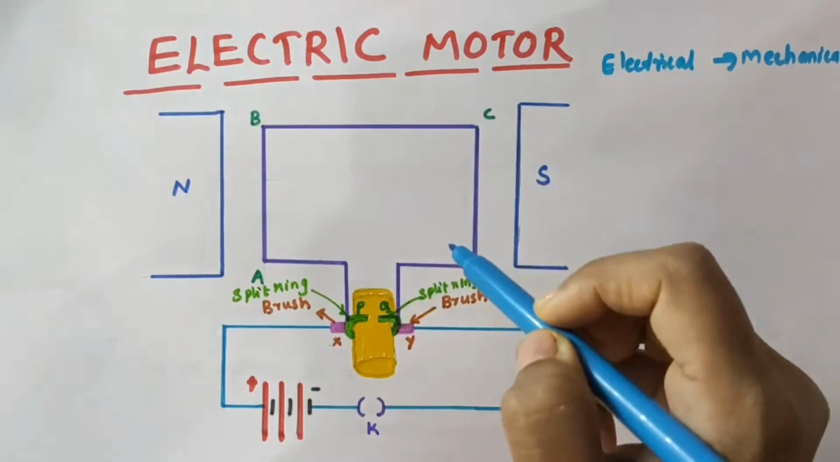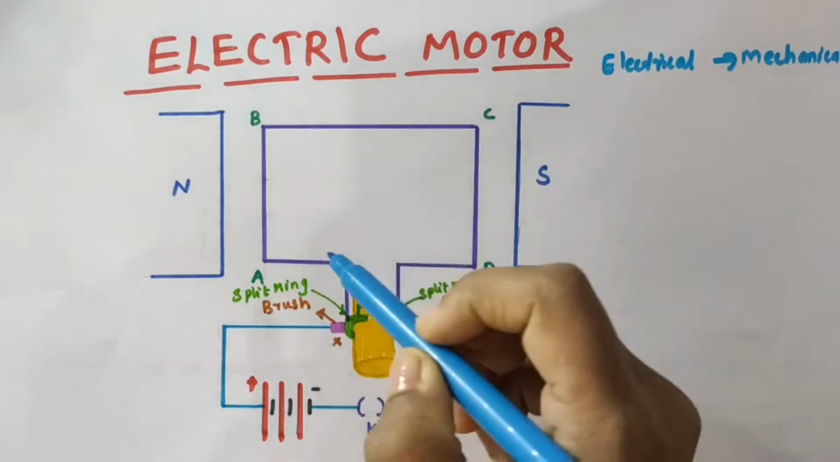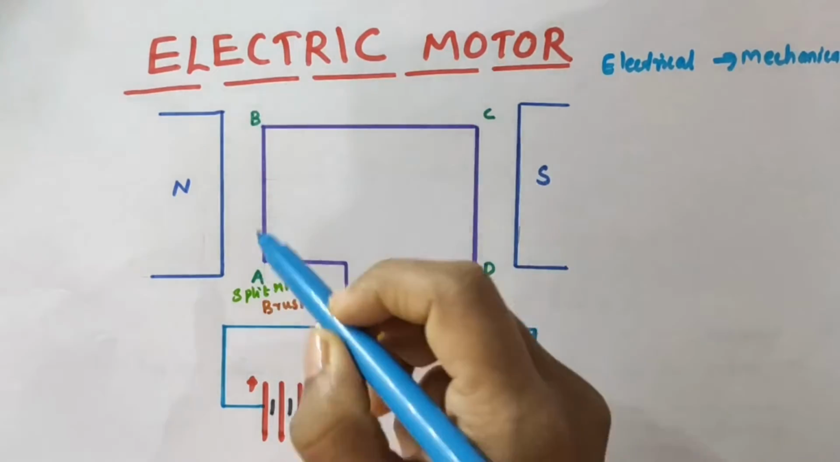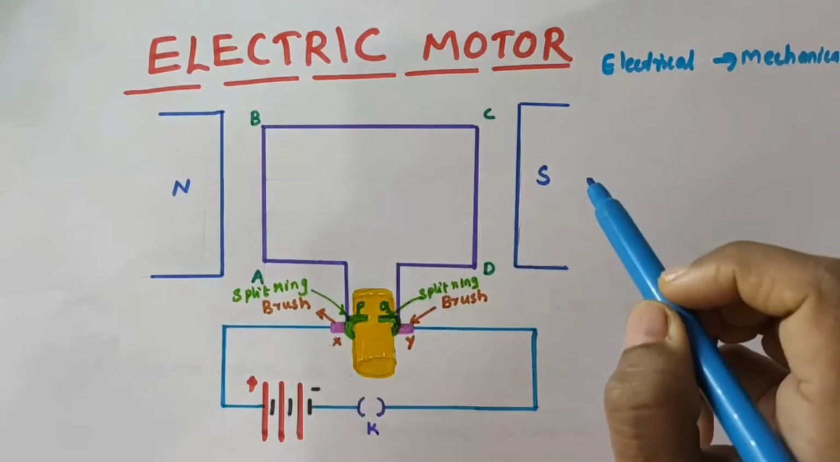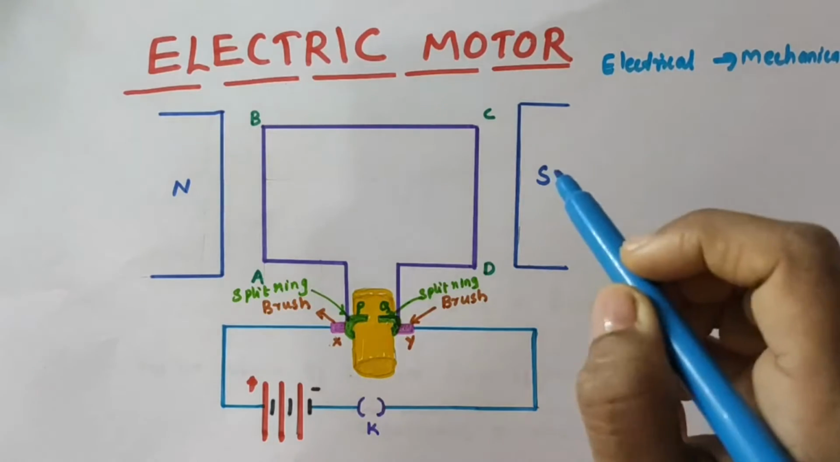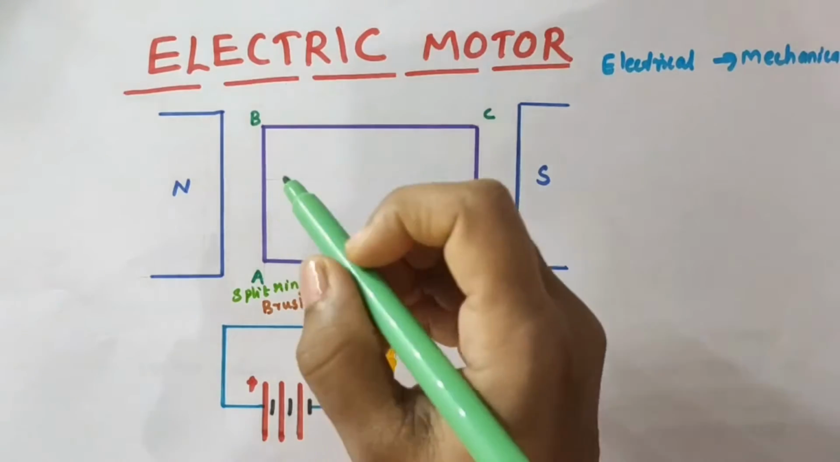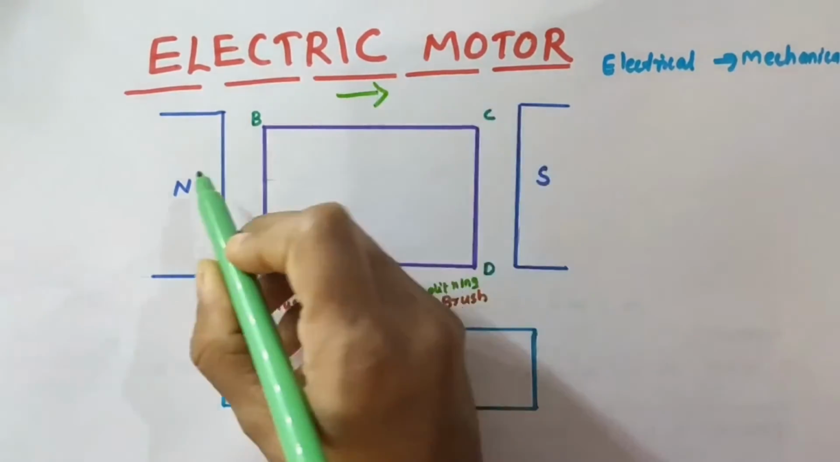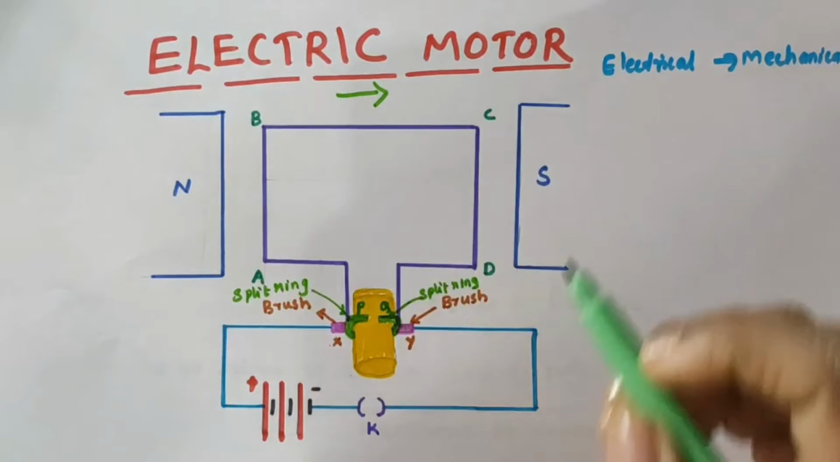Here we have a rectangular coil, insulated copper wire ABCD. You can see it is a rectangular coil and it is placed between two poles of a magnet, north pole and south pole this side. The magnetic field is directed from north to south, you already know that. Here it is left to right.